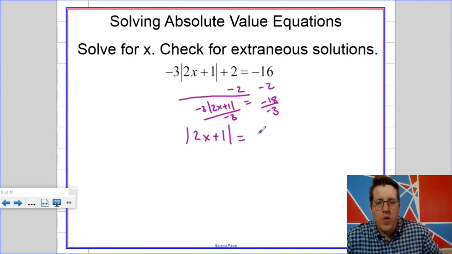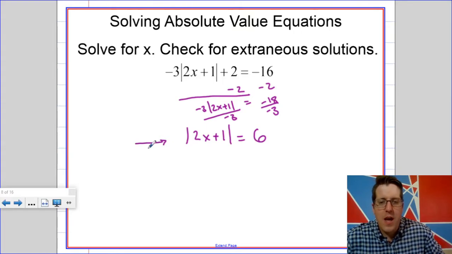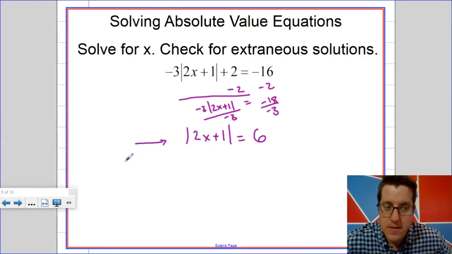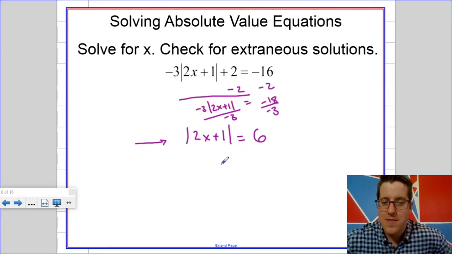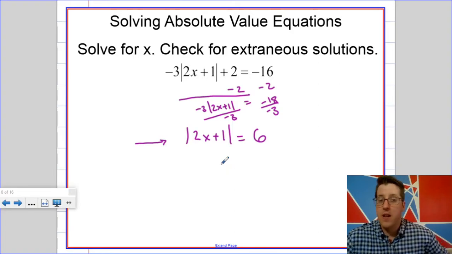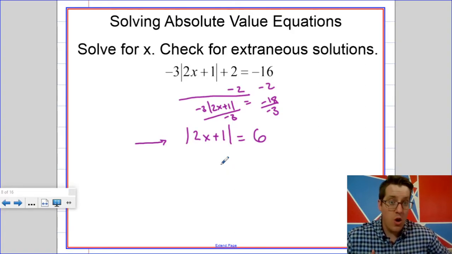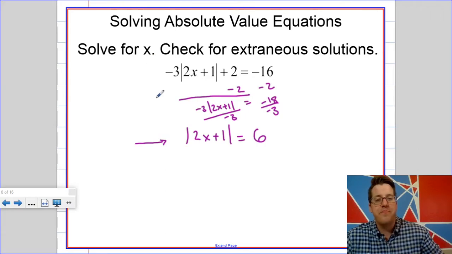At this point, you want to check. You can read absolute value as distance. So does distance equal 6 make sense? Sure, 6 could be a distance. Does distance equal negative 7 make sense? No, distances can't be negative.